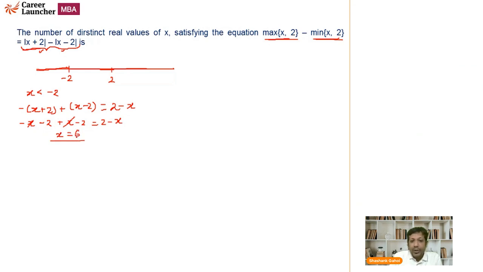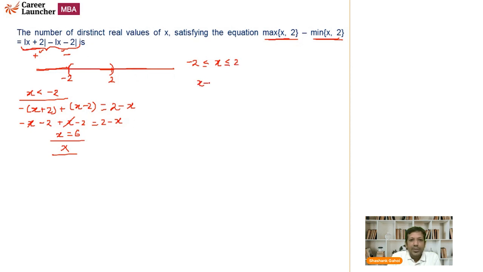Now, should I take this value? Definitely not. Why? Because our original condition was x is less than minus 2. Okay. So basically, I'm not going to get any value. So this value is rejected. Now, I am going to take the values in this range, so this is positive, this is negative. So I'm going to get x lies between minus 2 and 2.